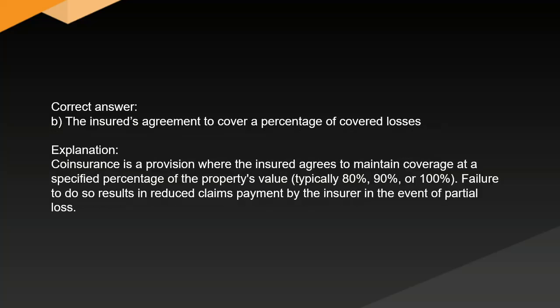Correct answer. B. The insured's agreement to cover a percentage of covered losses. Explanation. Coinsurance is a provision where the insured agrees to maintain coverage at a specified percentage of the property's value, typically 80%, 90%, or 100%. Failure to do so results in reduced claims payment by the insurer in the event of partial loss.